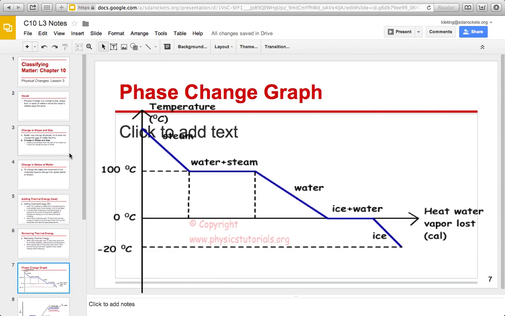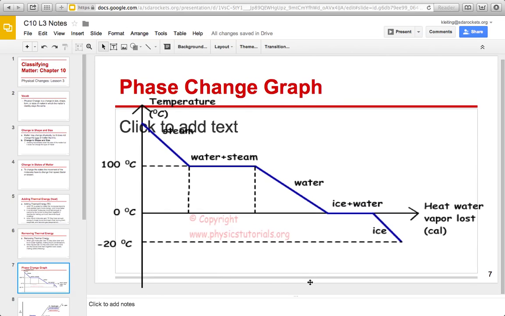This is called a phase change graph. You have to kind of look through this. But here you see on our y-axis we have temperature, right? 100 degrees Celsius, 0 degrees Celsius, negative 20 degrees Celsius. And going across the bottom, we should have just the state that it's in.